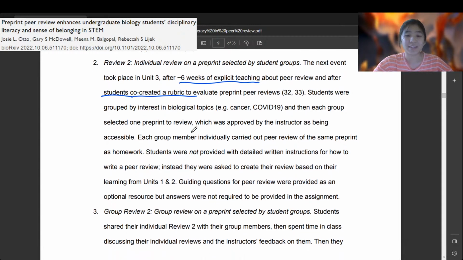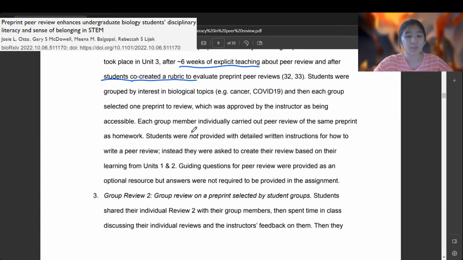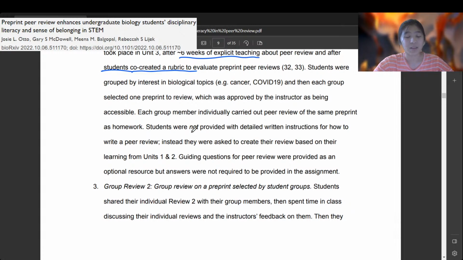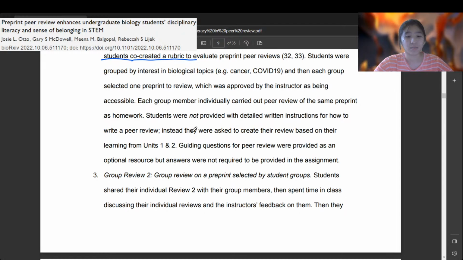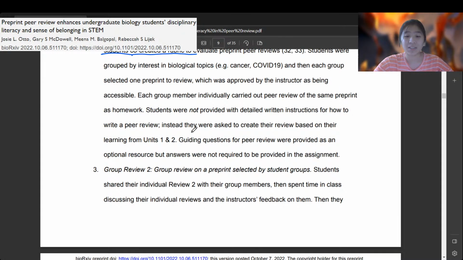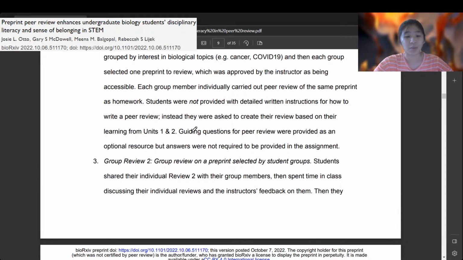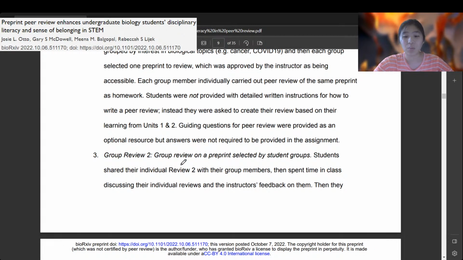Students were grouped by interest in biological topics, i.e. cancer and COVID-19, and then each group selected one preprint to review, which was approved by the instructor as being accessible. Each group member individually carried out peer review of the same preprint as homework. Students were not provided with detailed written instructions for how to write a peer review. Instead, they were asked to create the review based on the learning from Units 1 and 2. Guiding questions for peer review were provided as an optional resource, but answers were not required to be provided in the assignment.